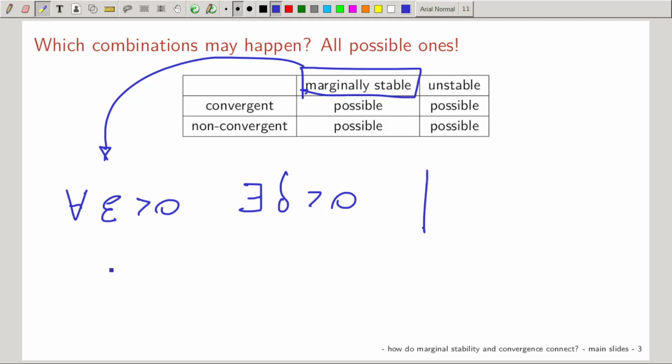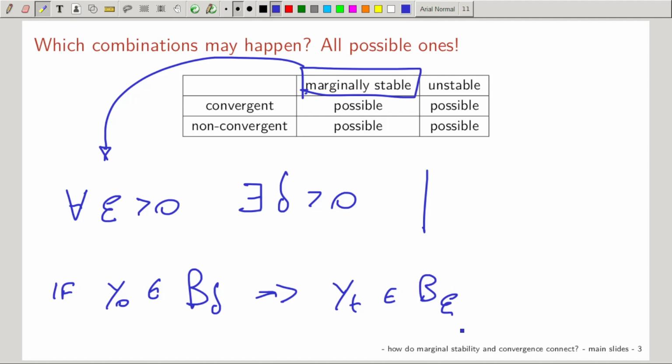Such that what happens? If I have my initial condition where? In a ball that is epsilon ball or delta ball? Delta ball. If I start from initial conditions that you choose, then what happens? Yt, it's marginal stability, Yt is inside B epsilon. True? This is marginal.